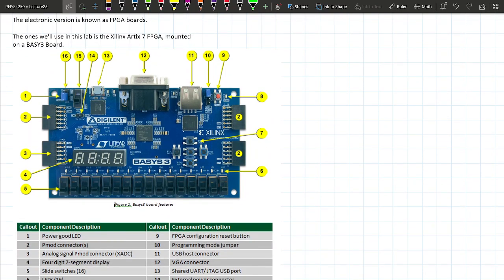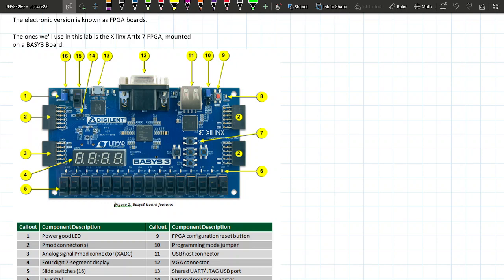So all of you should have one of these BASIS boards. So open that up and just take it out. I try not to touch the top part. I just try to touch the edge of it, because there are active components, especially if it's on.